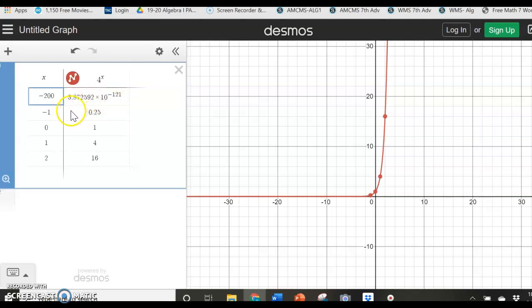So exponential functions always have asymptotes. Asymptotes are a line that the graph will approach but never hit. And that's the introduction to exponential functions on 15-1.